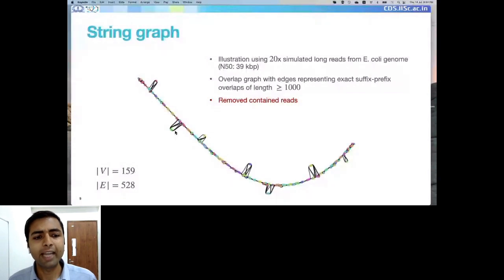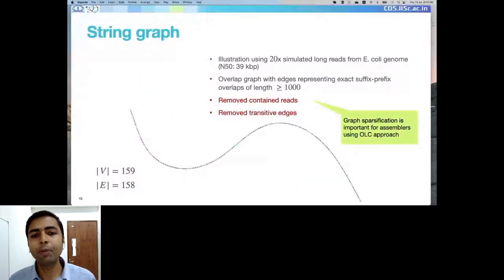But still, if you take a look at any of these vertices, we have more than one incoming and more than one outgoing edge, which is still not good because that creates ambiguity during genome assembly. So the next step would be to remove transitive edges. And once we remove transitive edges, you get a clean assembly with 159 vertices and 158 edges to connect all these vertices. So you can see through this example how important graph simplification is for long read assemblers that use the overlap layout consensus approach.